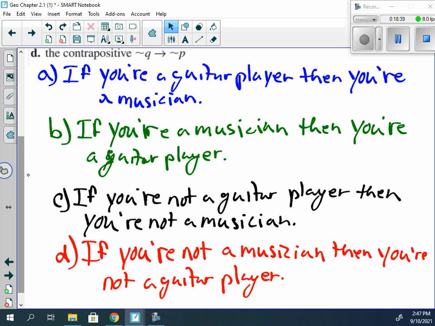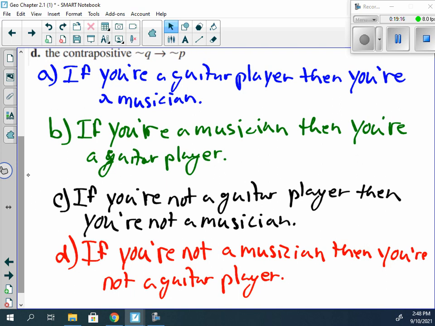So our two statements were: you're a guitar player, and you are a musician. Our original statement was if you're a guitar player, then you're a musician. Our converse, if you're a musician, then you are a guitar player. So we flipped them. The inverse was if you're not a guitar player, then you're not a musician. And the contrapositive, if you're not a musician, then you're not a guitar player. So really, we just wrote the statement, flipped it, negated the first, and then flipped it.